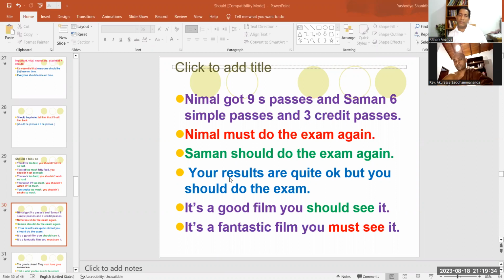We take another example. It's a good film. You should see it. Oh, the film, it's a fantastic film. It's an excellent film. You must see it.